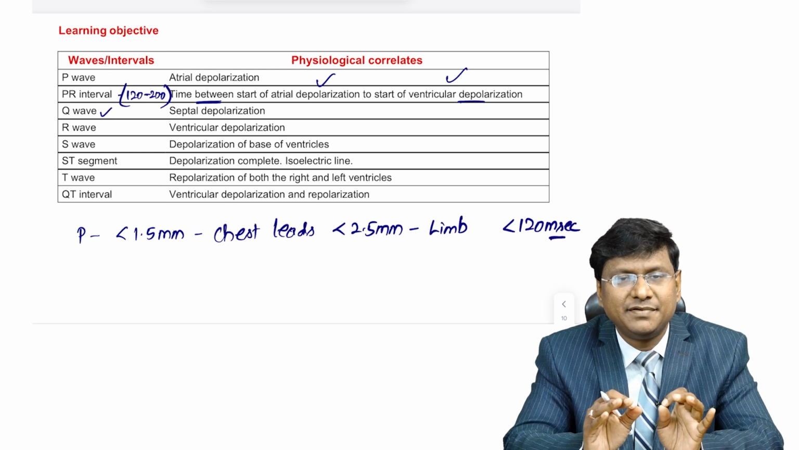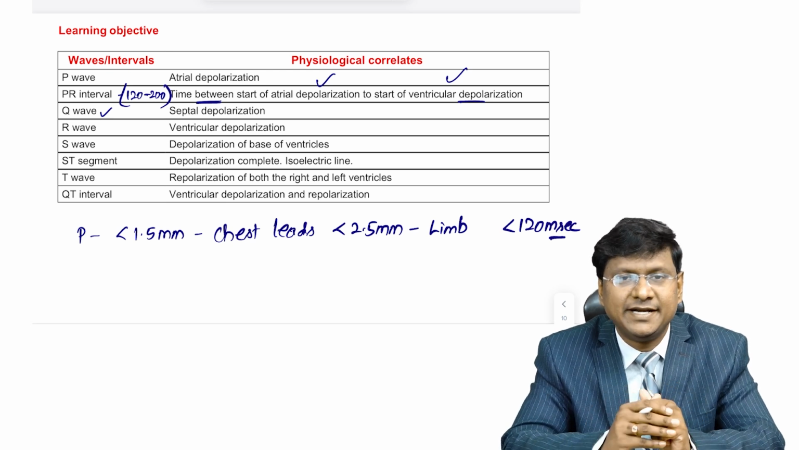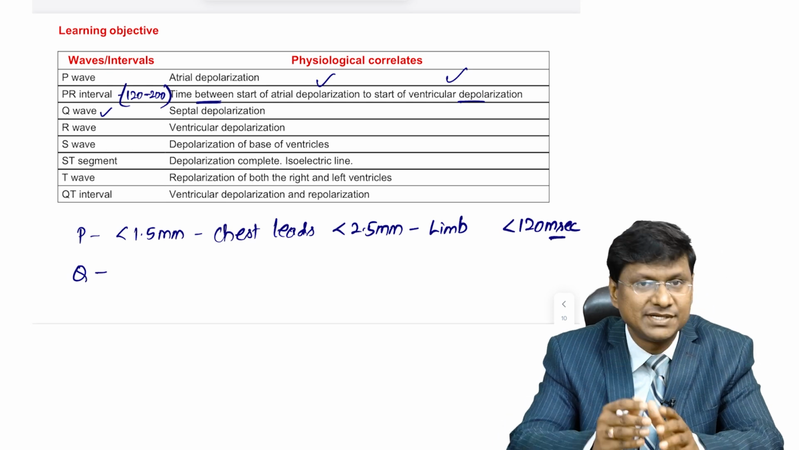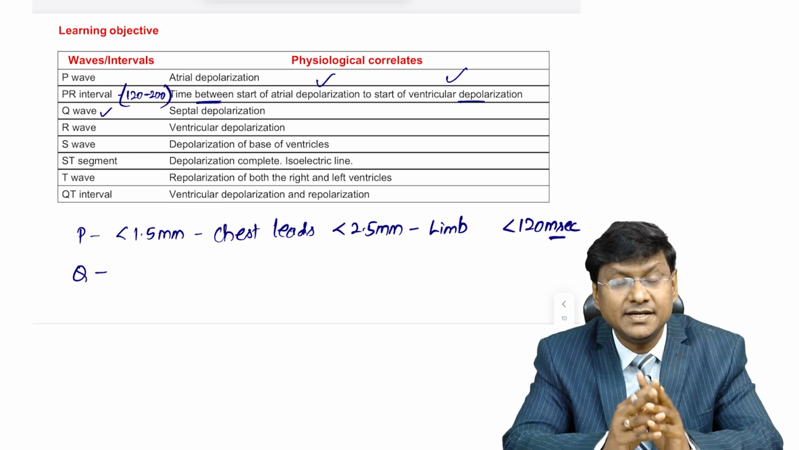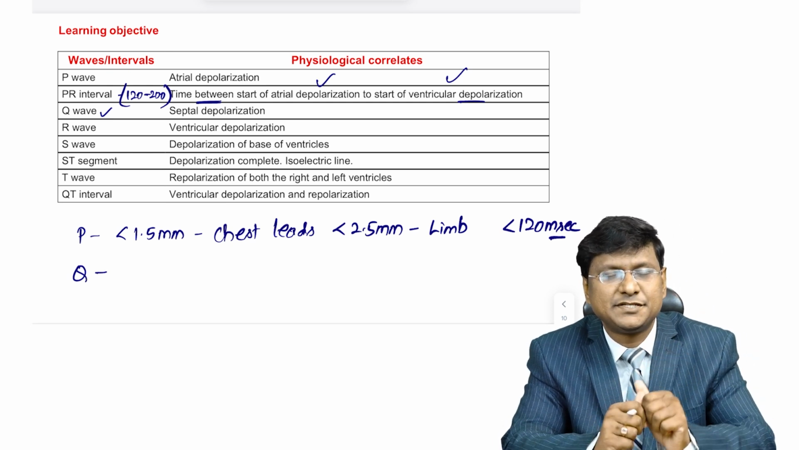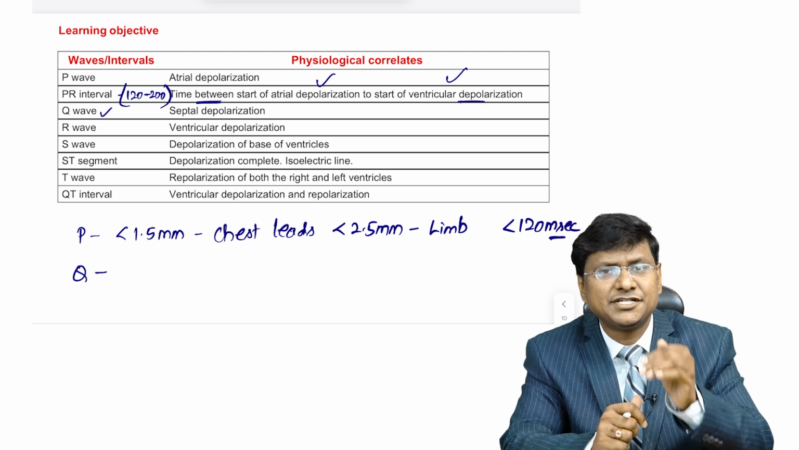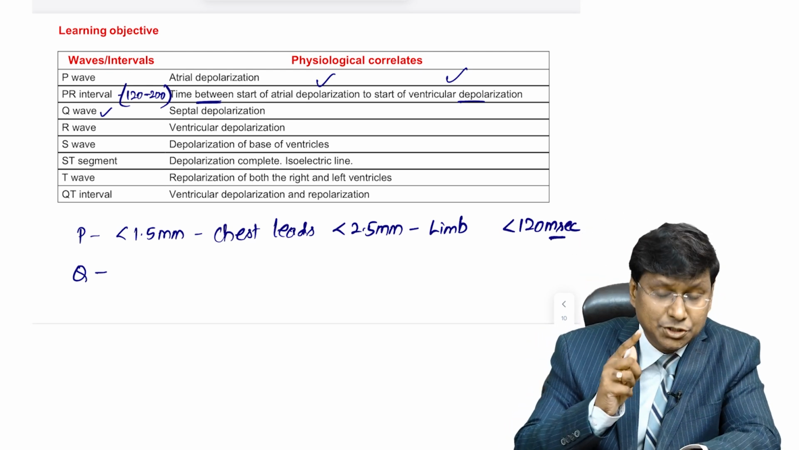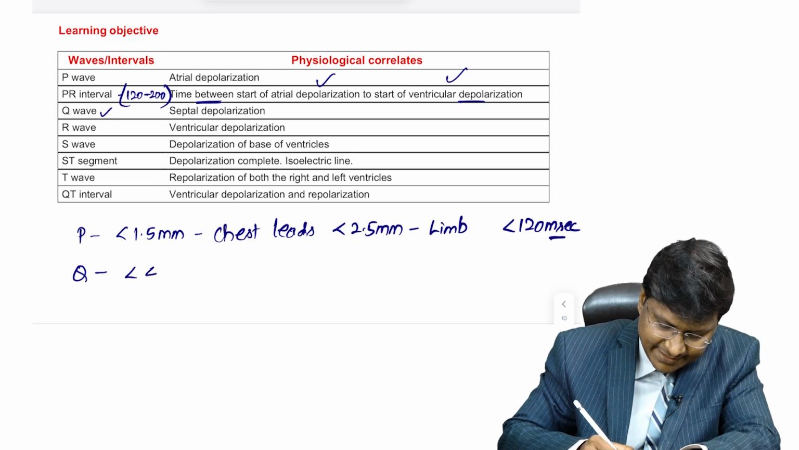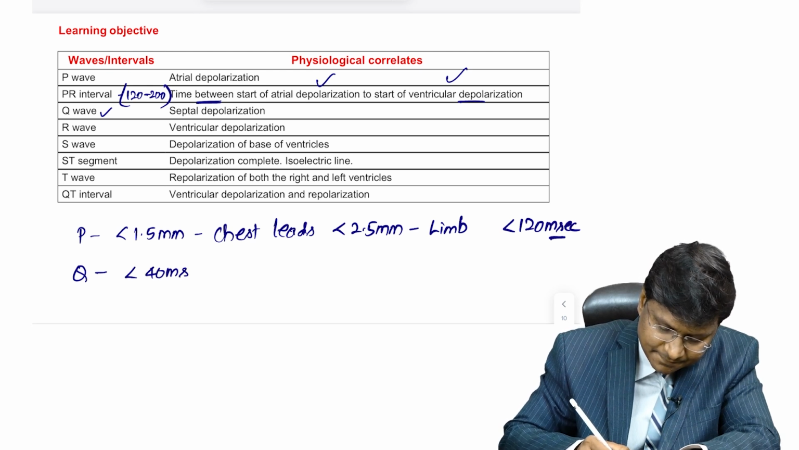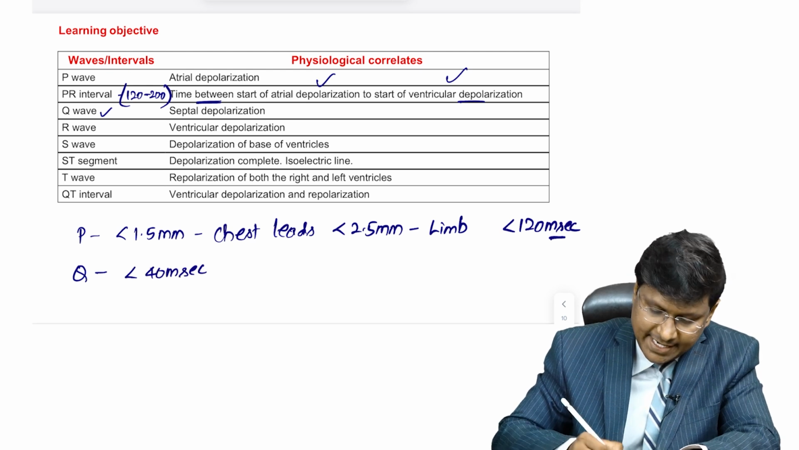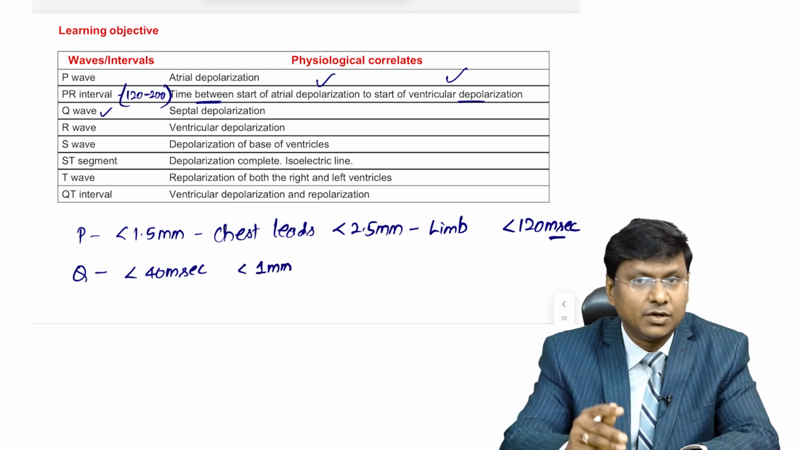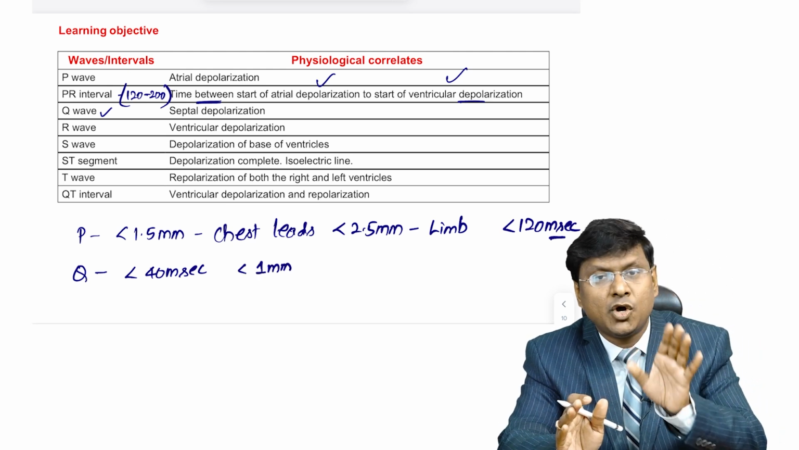Then coming to the Q wave. The Q wave represents the septal depolarization, right? Now, what should be the dimensions of the Q wave? It should be less than 40 milliseconds in width, and less than 1 mm deep. That should be the normal Q wave.